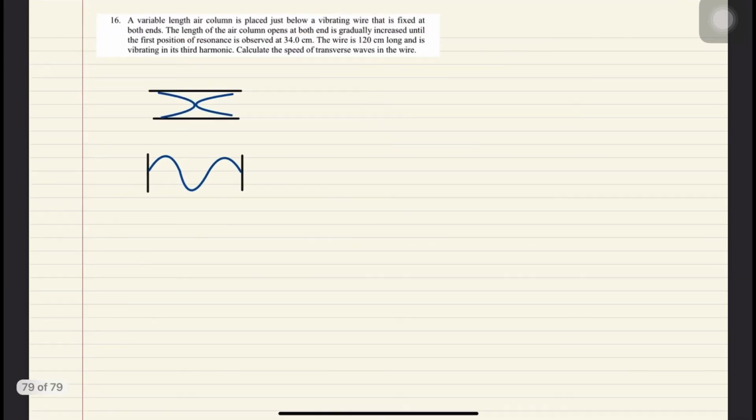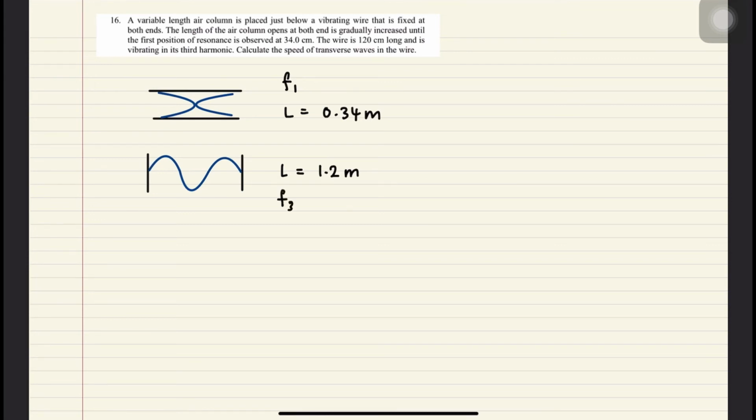And for the last question, a variable length air column is placed just below a vibrating wire. The length of the air column opens at both ends. So this one opens at both ends, another one is string. So it gradually increases until the first position of resonance. So F1 is observed when L is equals to 34 centimeter, which is 0.34 meter. Okay, notice that I always change to the SI unit straight away. The wire is L equals to 1.2 meter and vibrating in third harmonic, so F3.